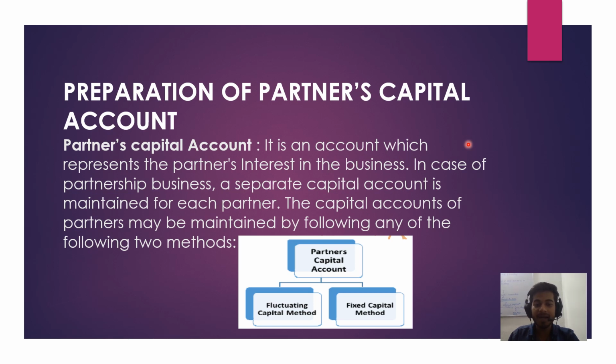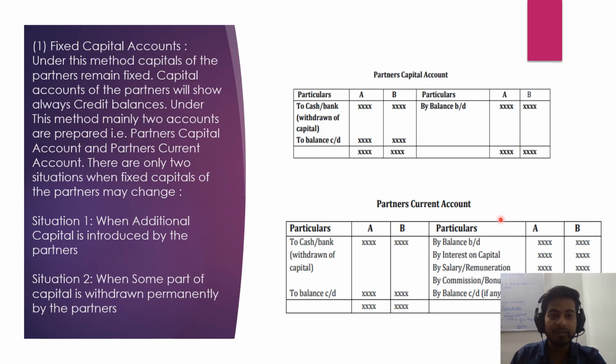The capital account of the partners will be maintained by following any of the two methods. The first method is the fluctuating capital method and the other is the fixed capital method. So let's understand these methods briefly. Fixed capital method, or fixed capital accounts. Under this method, capitals of the partners remain fixed, or you can say it does not change every year. Capital accounts of the partners will always show credit balances.